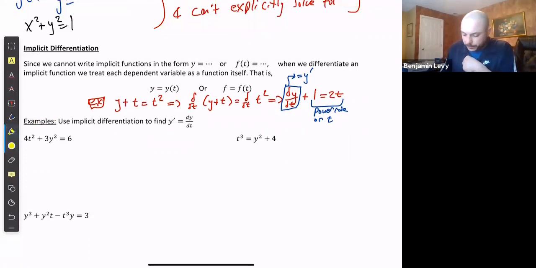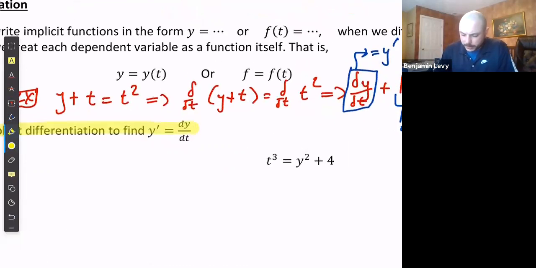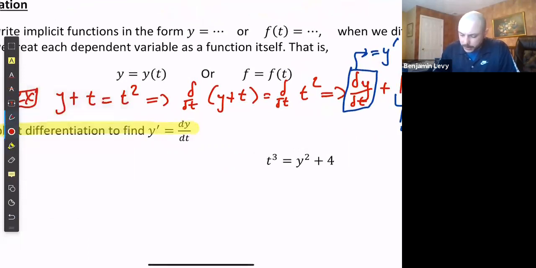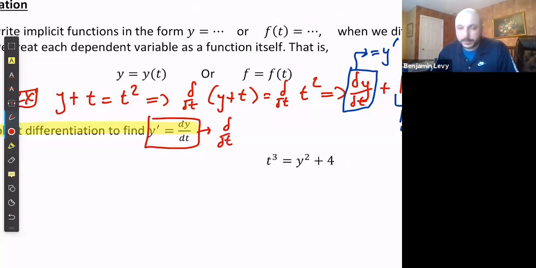Okay. The instructions say, use implicit differentiation to find the derivative, y prime. But the way you want to think about this is now a notation thing. Let's be clear about this. dy dt is the derivative with respect to t of y. And so that's how we're thinking about y prime now.